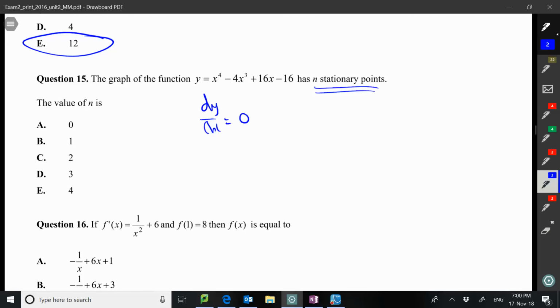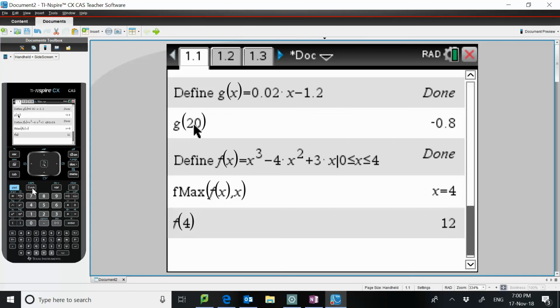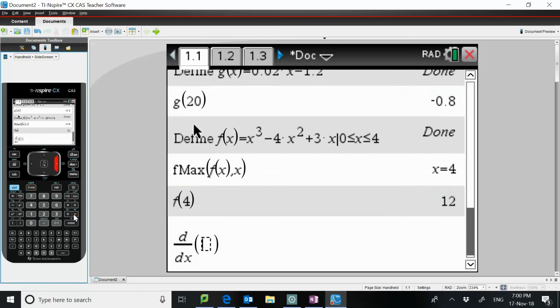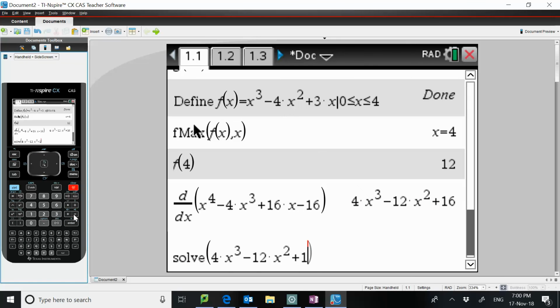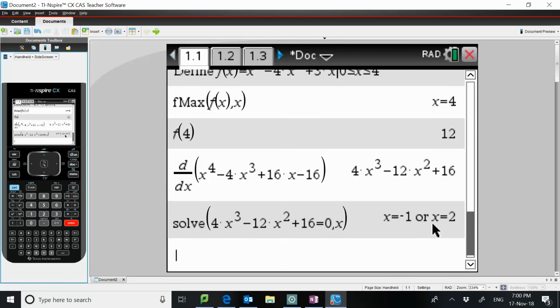then you've got your answer. So what I would do is on my CAS, I go shift minus, find the derivative of x to the power of 4 minus 4 times x cubed plus 16x times x minus 16. Okay, so I find the derivative and then I say solve this equation equal to 0 comma x. Now, that tells me there are two x values there. So x equals negative 1, x equals 2.